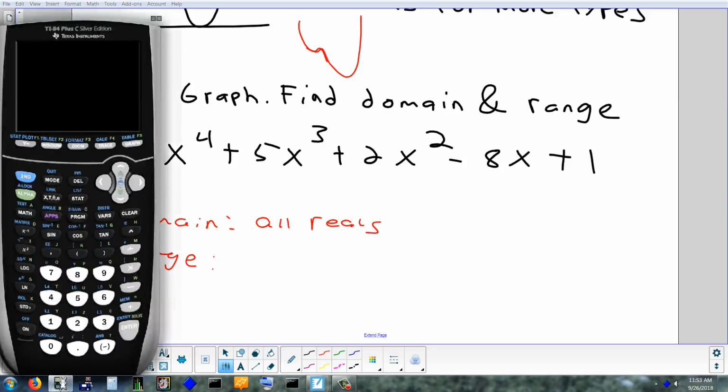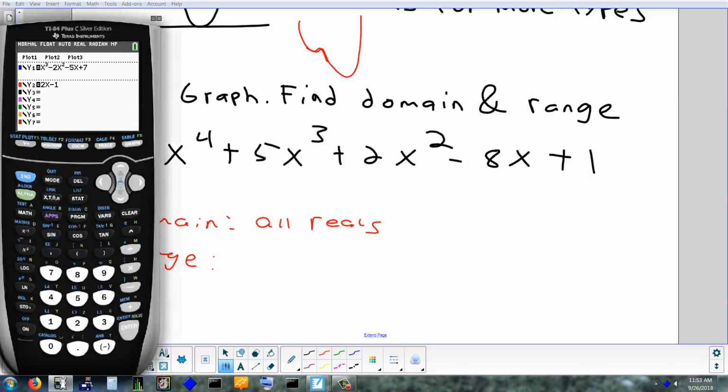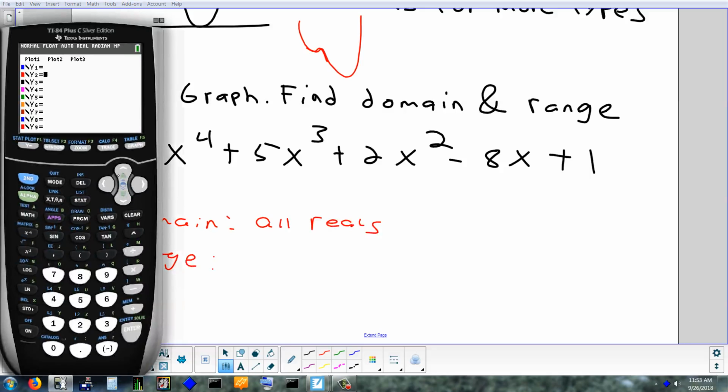Range? Well, this has a W pattern to it. We know that the W pattern goes either up forever or down forever, but it doesn't do both. So we've got x to the fourth plus 5x cubed plus 2x squared minus 8x plus 1. Let's hit graph and see what it looks like.